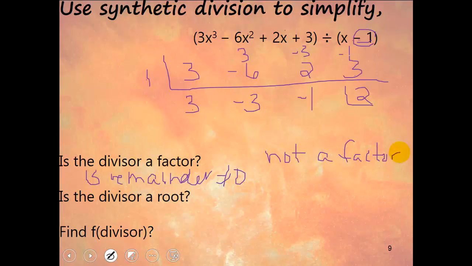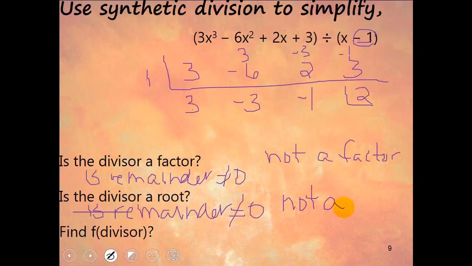Is the divisor a root? Well, is that 0? No. So is remainder a 0? That's what you look for. Doesn't equal 0, so it's not a root or a solution. And then find f of the divisor. Well, our function evaluated at 1 is equal to 2. So that means the height of the graph is 2 units above the x-axis.